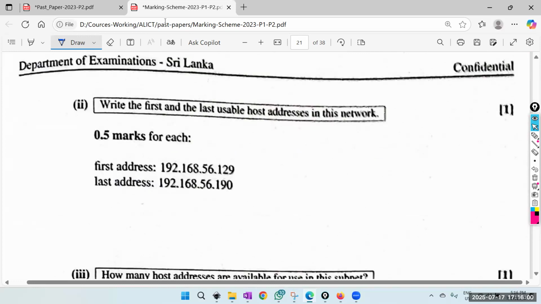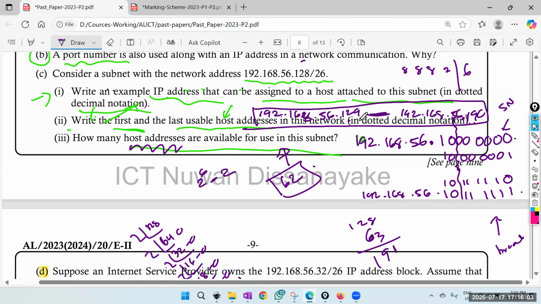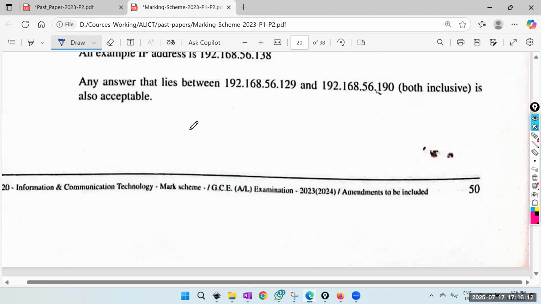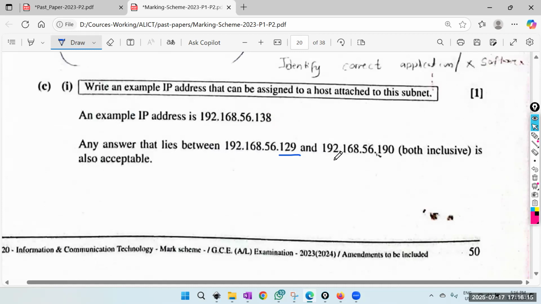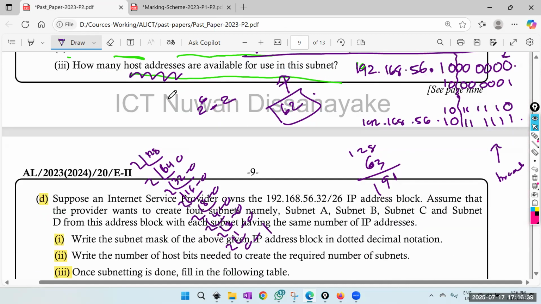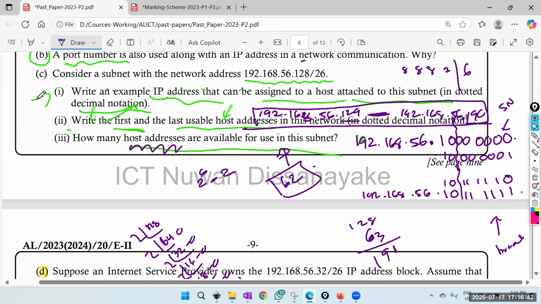First address is 129 to 190. Yes, 129 to 190, usable address range. This can be anything between 129 to 190, both inclusive. An example is like 138. Even if someone writes this, he or she should get marks, or anything between like 130, 131, 189, or 190 or 129, but not anything outside this. Right. Do you have any question up to this point about this network question?